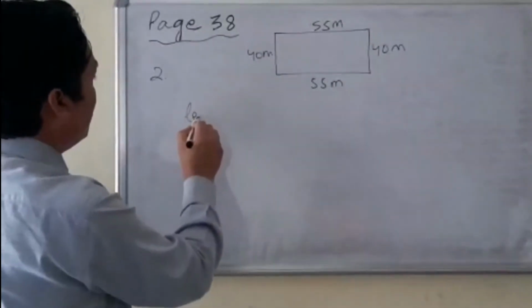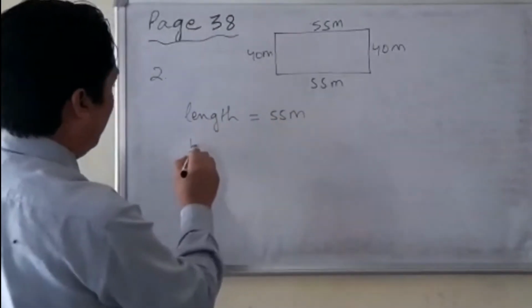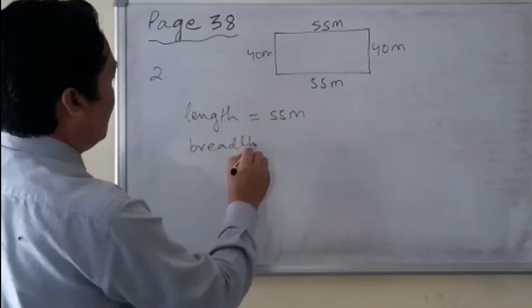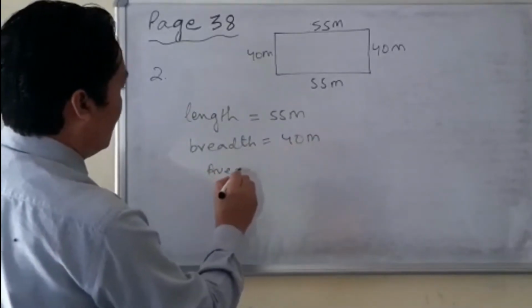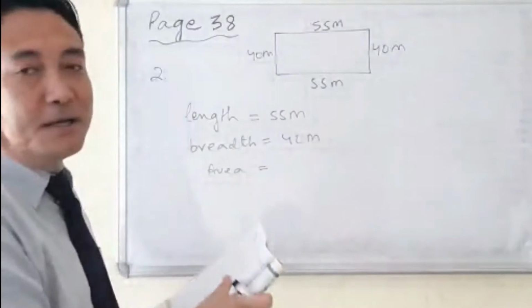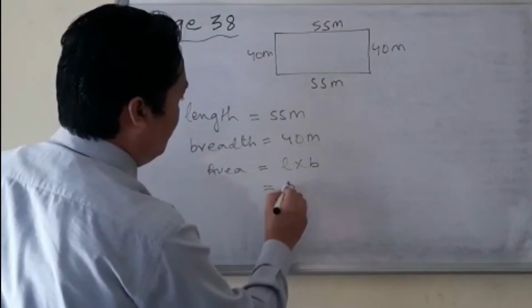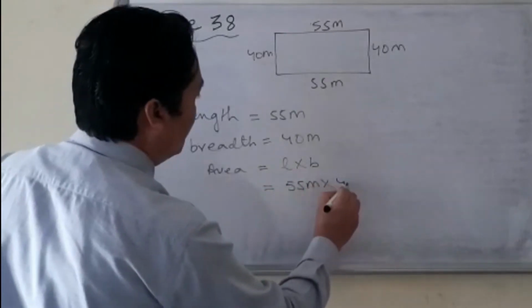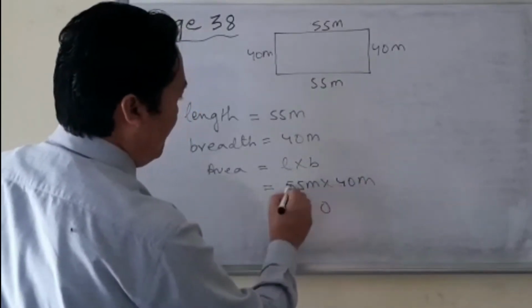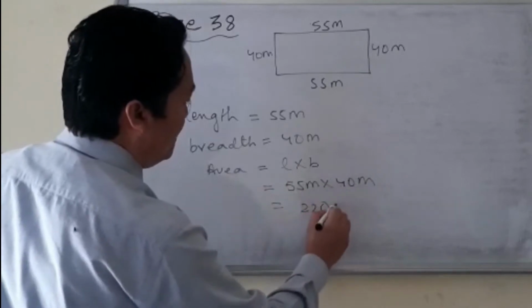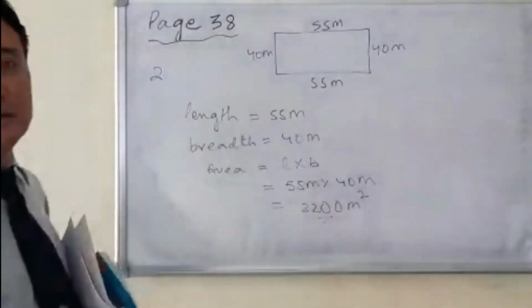Length of the rectangular field is given as 55 meter, breadth equals 40 meter. Now you have to find the area. To calculate area, you have to multiply length into breadth. So 55 meter into 40 meter. Multiply this: 4 fives are 20, 4 fives are 20, 20 plus 2 is 22, and one 0 will come. Meter into meter will become meter square. So this is your second answer.